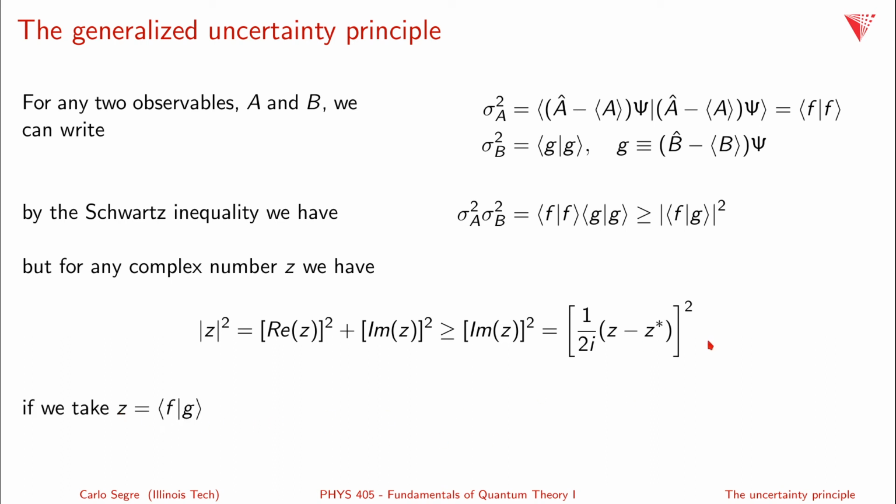If we take z to be the inner product of F with G, that's an arbitrary complex number, we can then write that the modulus squared of this quantity must be greater than or equal to its imaginary part squared. But its imaginary part squared is simply 1 over 2i times the inner product of F and G minus its complex conjugate, which is the inner product of G and F, quantity squared.